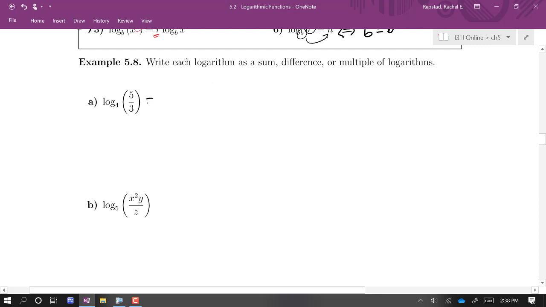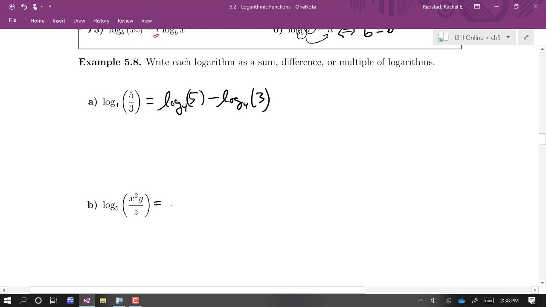So we're going to get some practice using these properties. Log base 4 of 5/3. Well, I'm dividing inside this log, so that's log base 4 of 5 minus log base 4 of 3. That's about it. It's about as far as we can go.